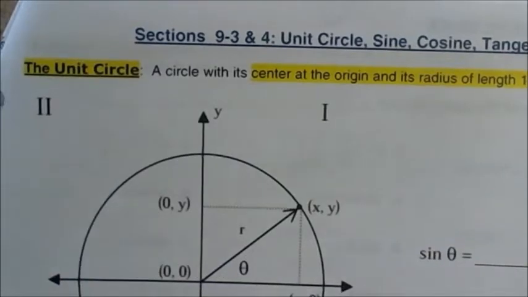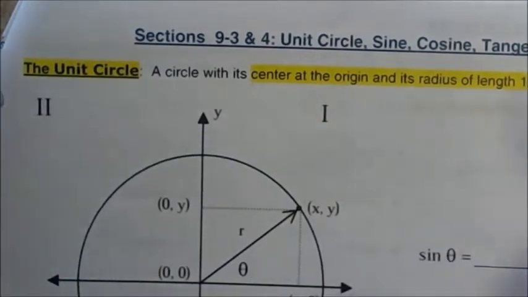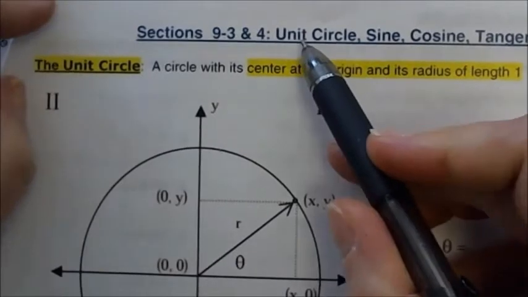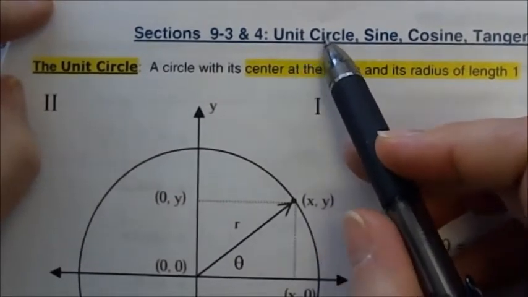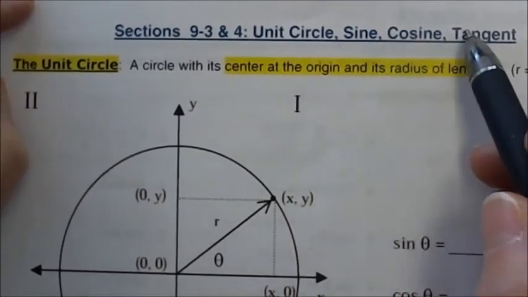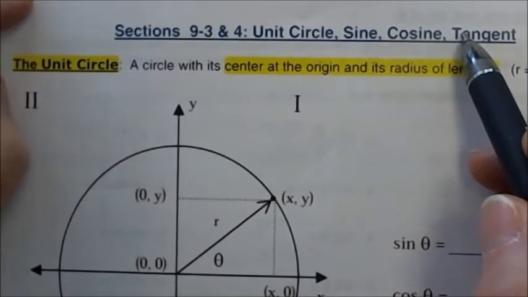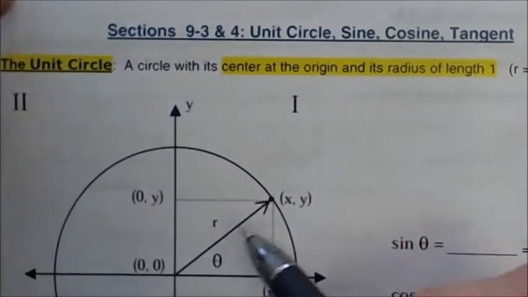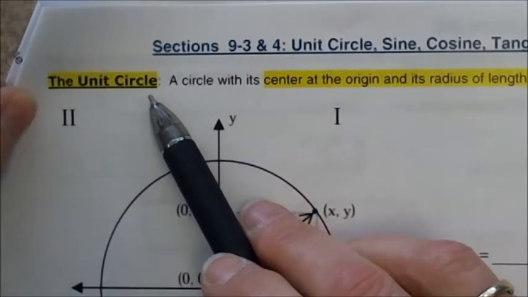Today we're going to talk about a really important concept in trig, and that's the concept of the unit circle, and what the unit circle has to do with the sine, cosine, and tangent of a particular inscribed angle. Well, first of all, let's define what the unit circle is.